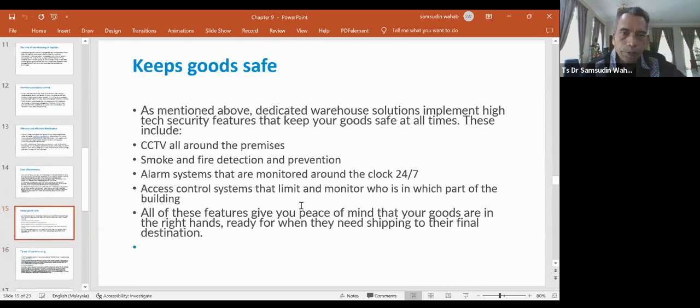Keep goods safe. When we have a properly designed warehouse, with conditions like cool storage and a dry room area, this keeps our goods in a safe condition, and we can minimize rejection from the customer. We also have CCTV all around the premises, a smoke and fire detection system, an alarm system, and an access control system. All these features give you peace of mind that your goods are in the right hands, ready for when they need to be shipped.